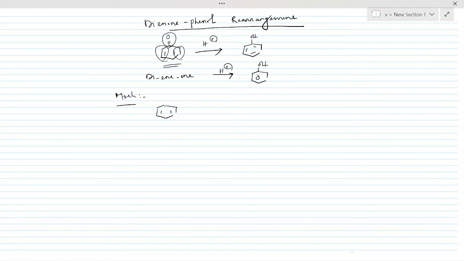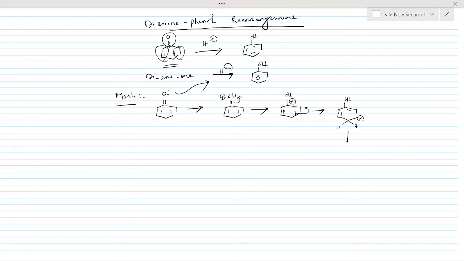What happened? The lone pair of oxygen takes that proton and becomes OH plus, right? After that, the double bond will migrate or shift towards the oxygen, resulting in formation of a carbocation here. So that double bond now shifts towards this carbon, generating a carbocation over the next carbon.